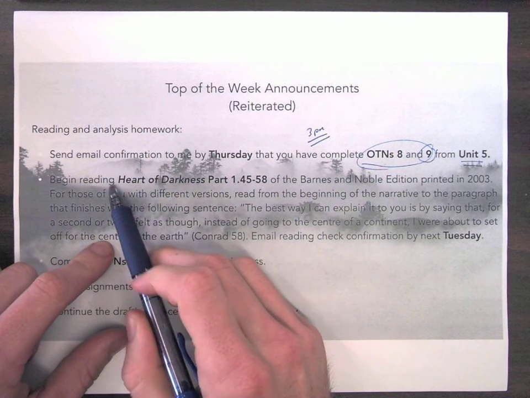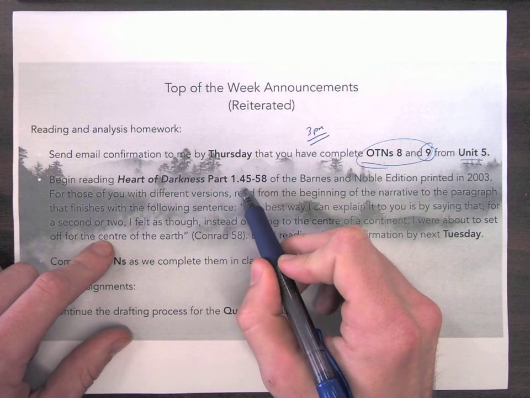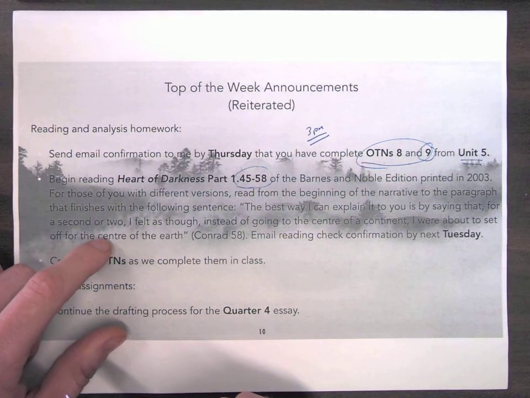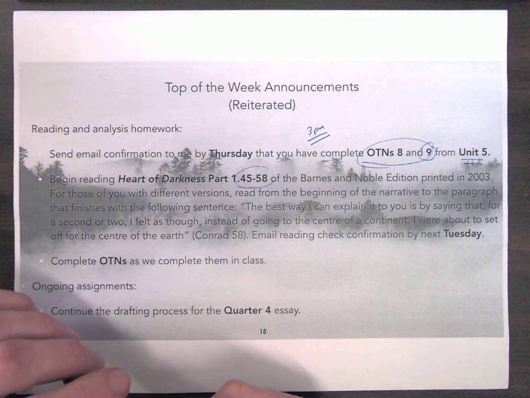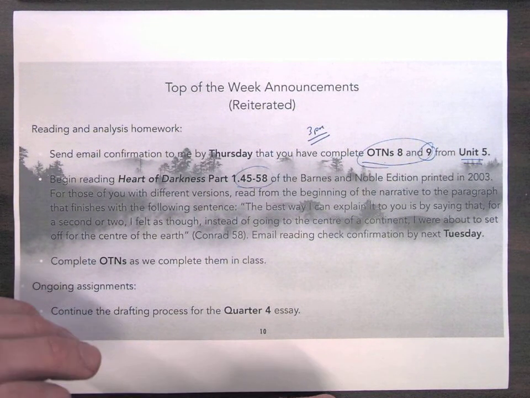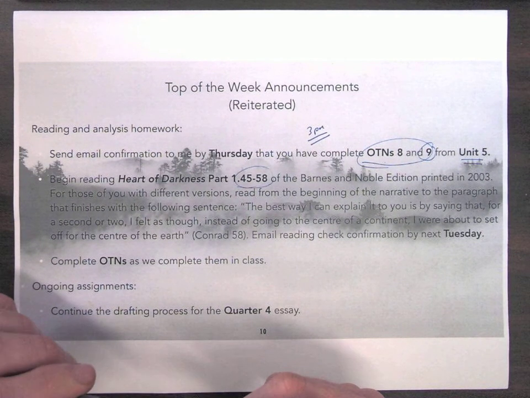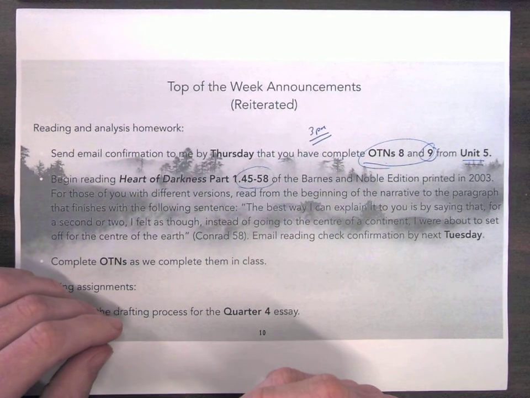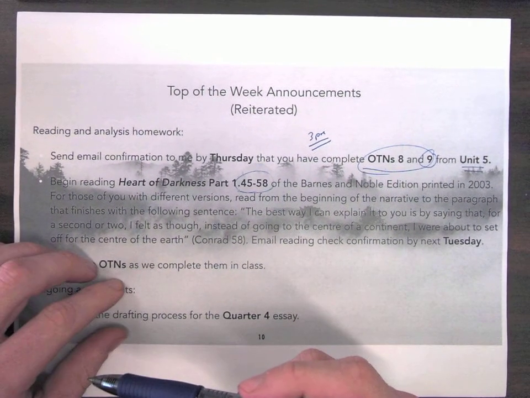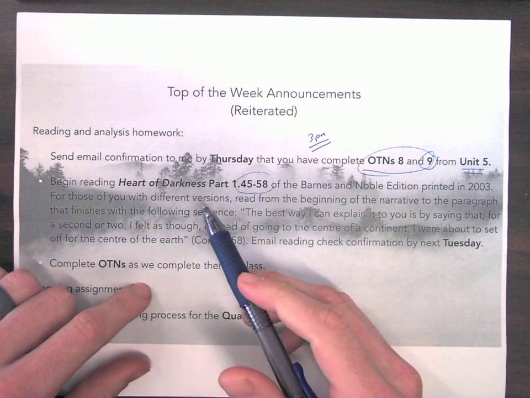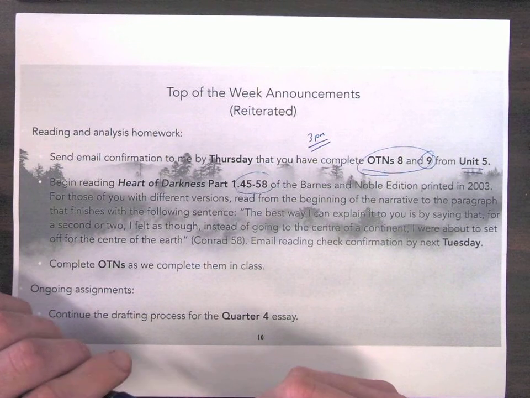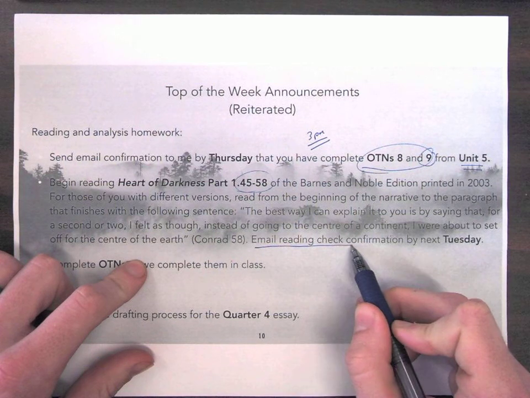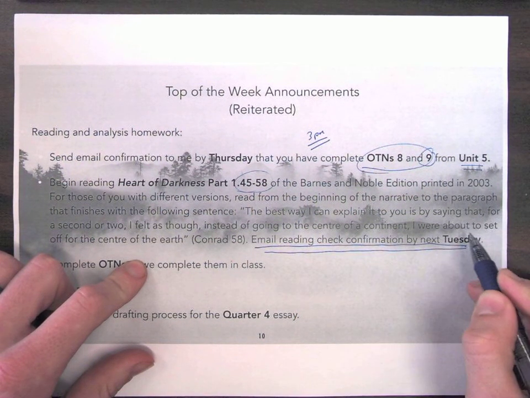Aside from that, you need to make sure that you are finishing your reading of Heart of Darkness, Part 1, pages 45 to 58. It's not a very lengthy reading assignment, but although Heart of Darkness is a short novel, technically a novella, which is just a name for a short novel, it's a fairly complex read. This is definitely the most challenging text that requires the most intelligence and broadest range of vocabulary in order to understand. So make sure that you're reading these pages carefully and understanding what they mean on a basic level before we get into the process of actually analyzing it. You need to send an email reading check confirmation that you've completed this assignment by next Tuesday.